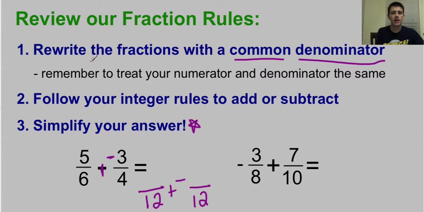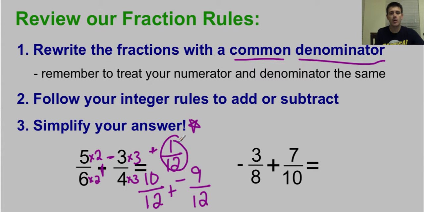Now, remember our second part up here, treat the numerator and denominator the same. So I ask, what did I do to 6 to get to 12? Well, I multiplied times 2, so do the same thing up top and get 10. What did I do to 4 to get to 12? Well, I multiplied times 3, so I'm going to do the same thing up here and get 9. And then I'm finally ready to go ahead and add. They have different signs. One's a positive, one's a negative. So I'm going to subtract them. 10 minus 9 is 1. And I'm going to take the sign of the higher number, which was the positive number. So I get 1/12 is my answer.